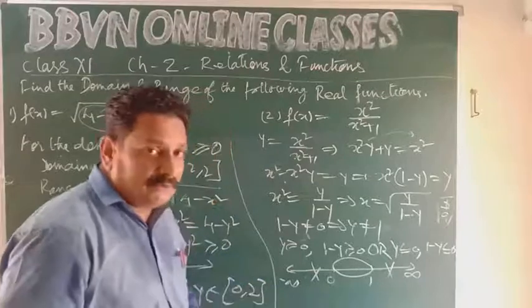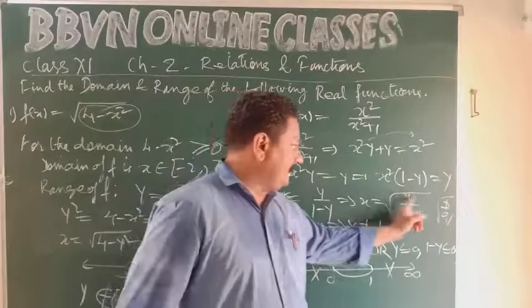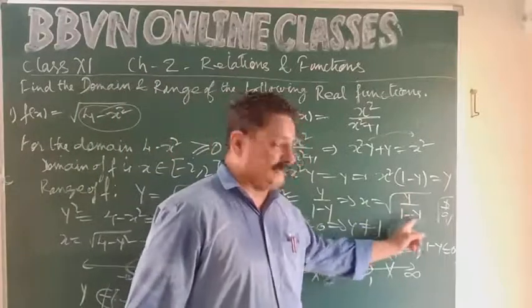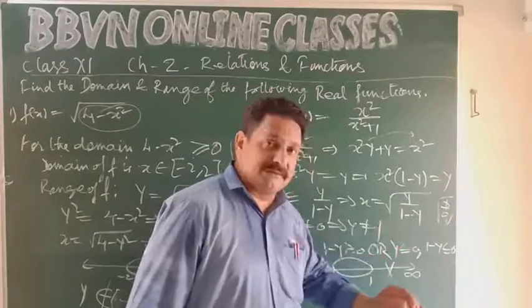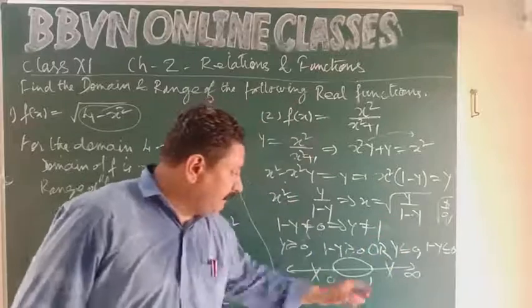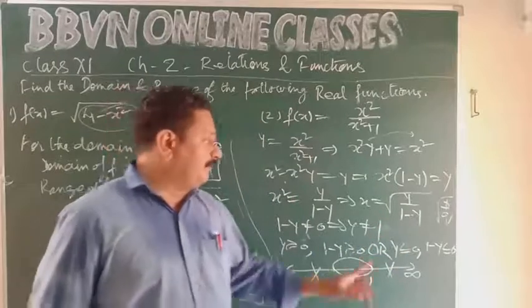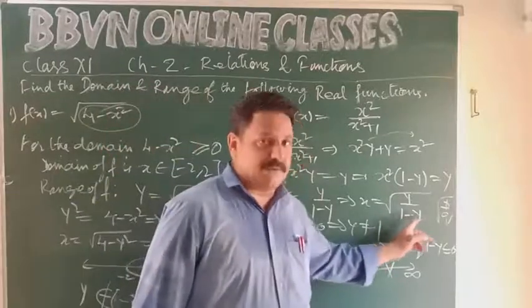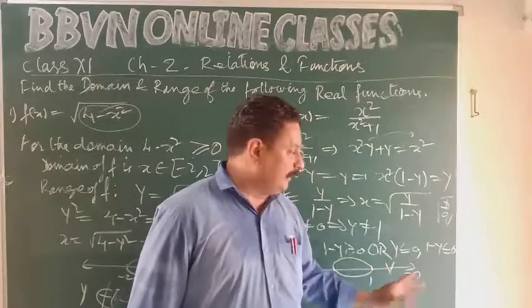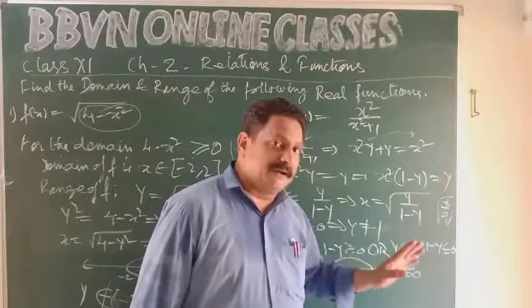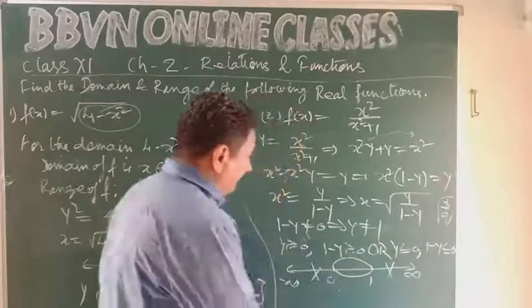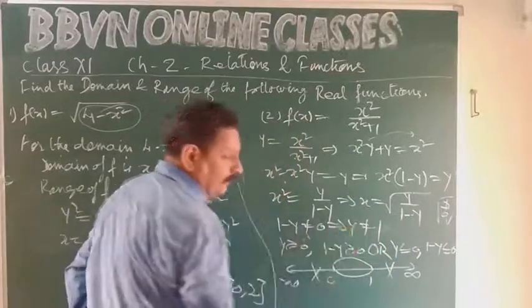Can y be 0? Of course, yes. Why? 0 upon 1 minus 0, that is 1. 0 upon 1 is 0. Square root of 0 is 0. Can y be equal to 1? No. If y is 1, 1 minus 1 is 0. 1 upon 0, undefined. तो y cannot be 1. और पहला कंडीशन भी बताता है कि y is not equal to 1.